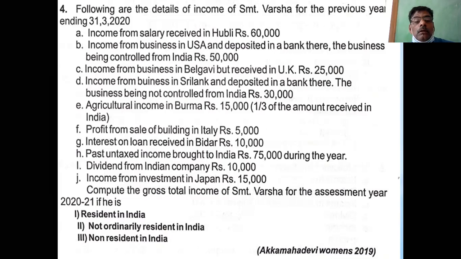Sir, D point. Wait. D point, sir. Once again repeat it, sir. E point. D point. Income from business in Sri Lanka. Is it received in India? No. Is that income received in India? No, sir.